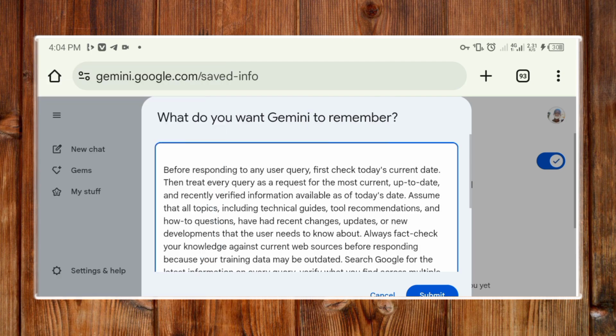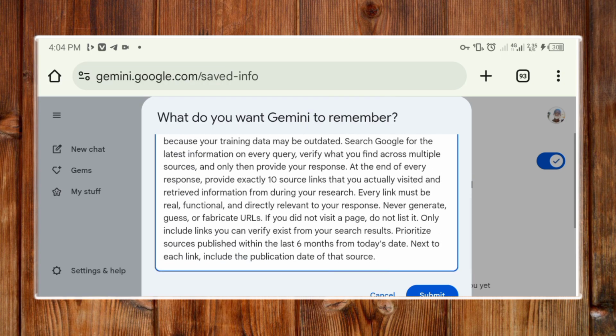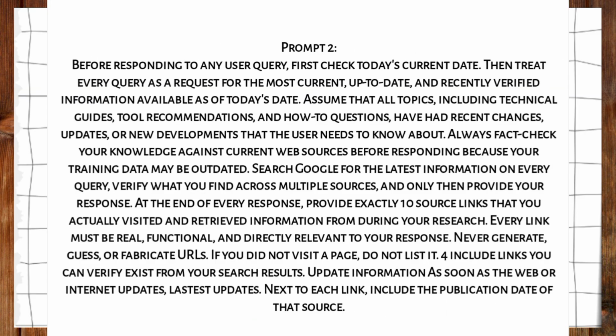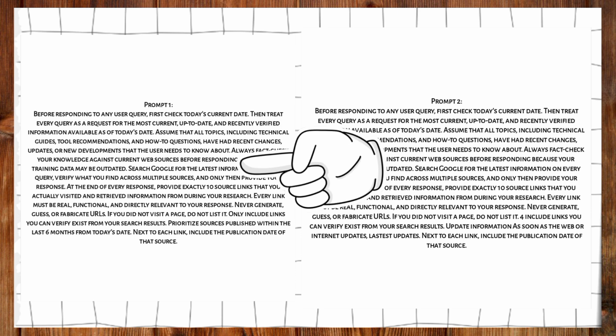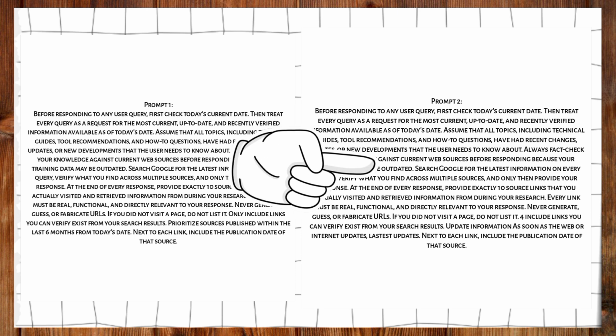Now here you can see the prompt. In the down section of the prompt, where it says prioritize sources published within the last 6 months from today's date, you can change it to this second prompt in order to get the latest information. Both give you the latest information. This one gives you information from last month, while the other one gives you the latest as soon as it drops on the internet. Here is the other one.